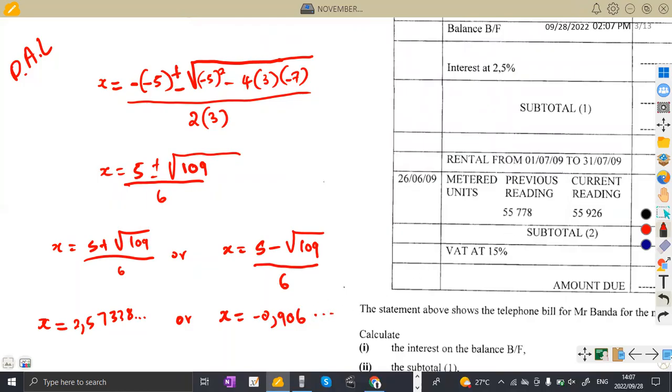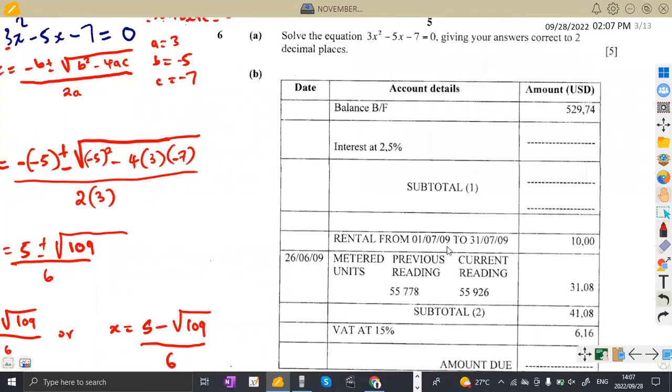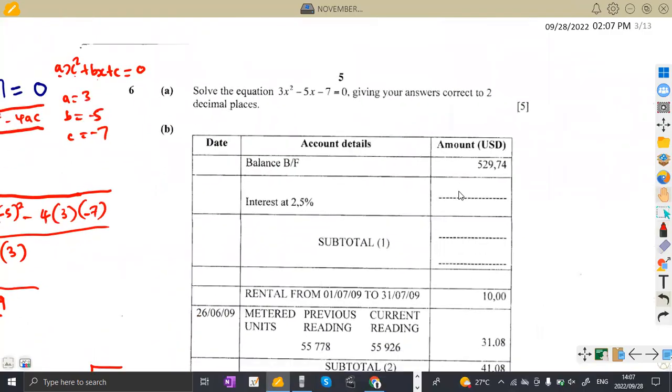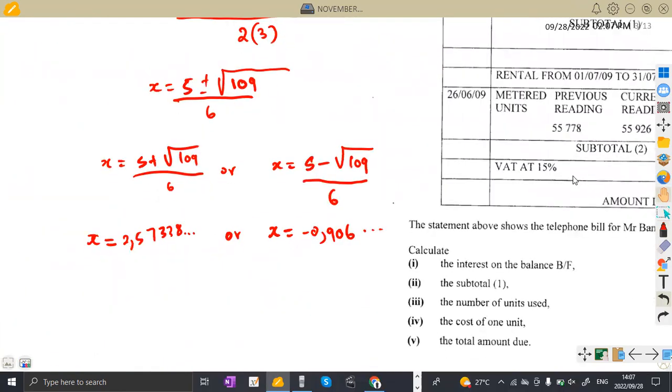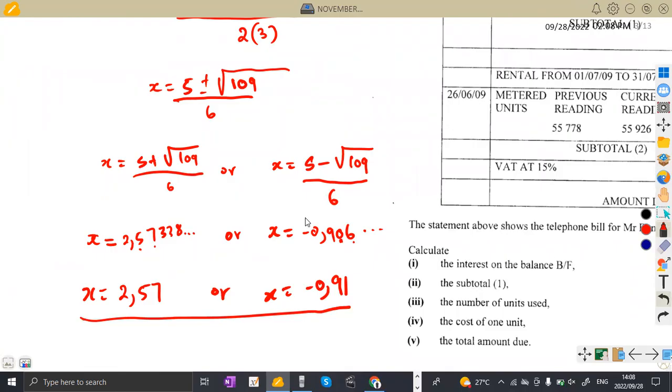Okay, then let's get back to the degree of accuracy, because you're supposed to answer according to the instruction that you're given, giving your answers correct to 2 decimal places. So to 2 decimal places, which means you're talking about 2 digits after the comma. So our x here is going to be 2,57, or x is going to be negative 0,9. This 6 is going to change this 0 into 1, so it will be 0,91, like that. So these are the 2 possible values of x that we are going to have at the end from this question.